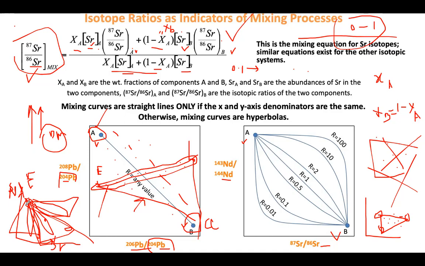Okay. Right. So any question? This is what you have to understand. This is a very basic concept that we use in isotope geochemistry, right? Isotope geochemistry, we apply the isotope ratios to understand mixtures, to interpret the mixtures, right? I will show you some examples. I will show you some examples relevant to these ones.